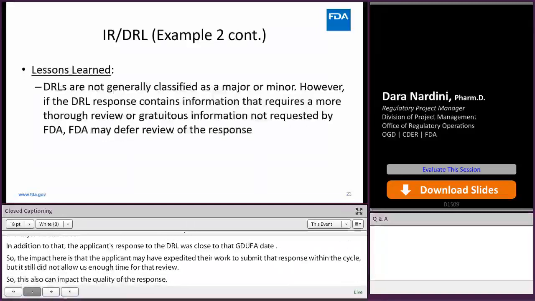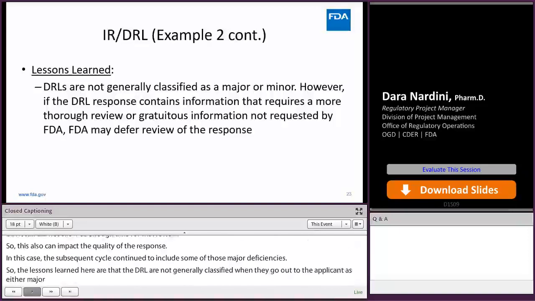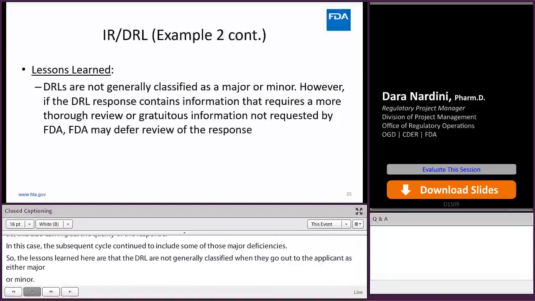So the lessons learned here are that the DRLs are not generally classified when they go out to the applicant as either major or minor. However, if the DRL response contains information that either requires a more thorough review or gratuitous information not requested by the FDA, then the FDA does have the option to defer that review of the response.